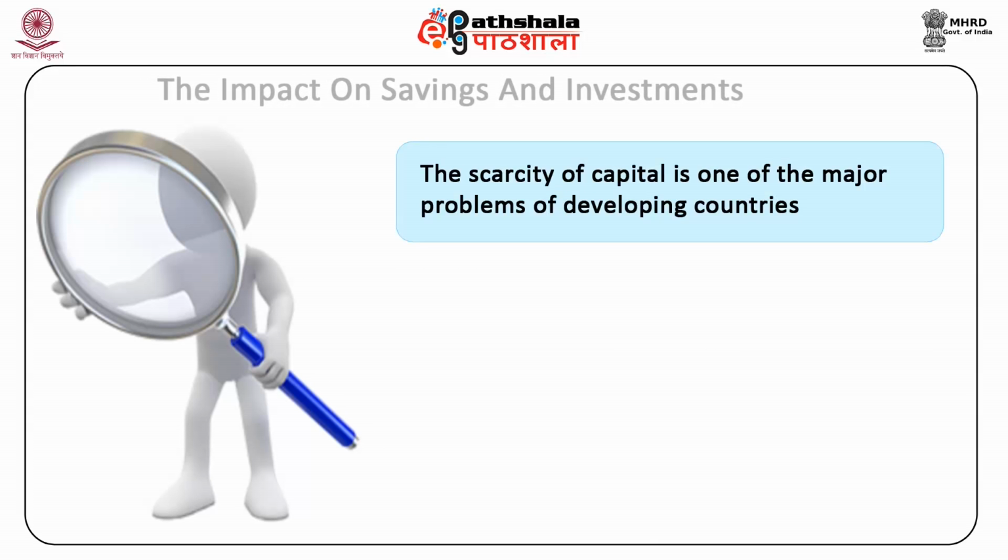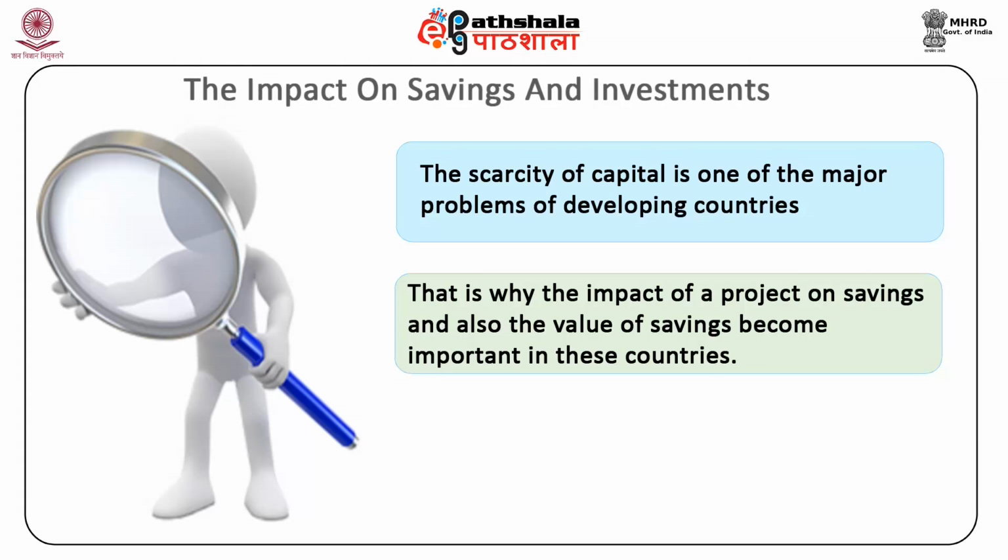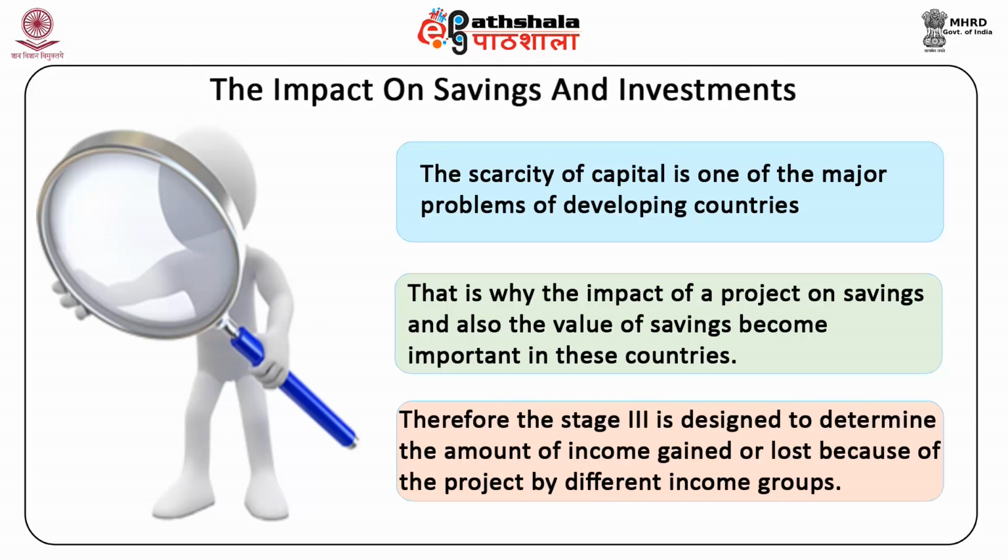The scarcity of capital is one of the major problems of developing countries. That is why the impact of a project on savings and also the value of savings become important in these countries. Therefore, stage 3 is designed to determine the amount of income gained or lost because of the project by different income groups. The net impact of these gains and losses on savings, given the marginal propensity to save of each of these groups, is also evaluated.